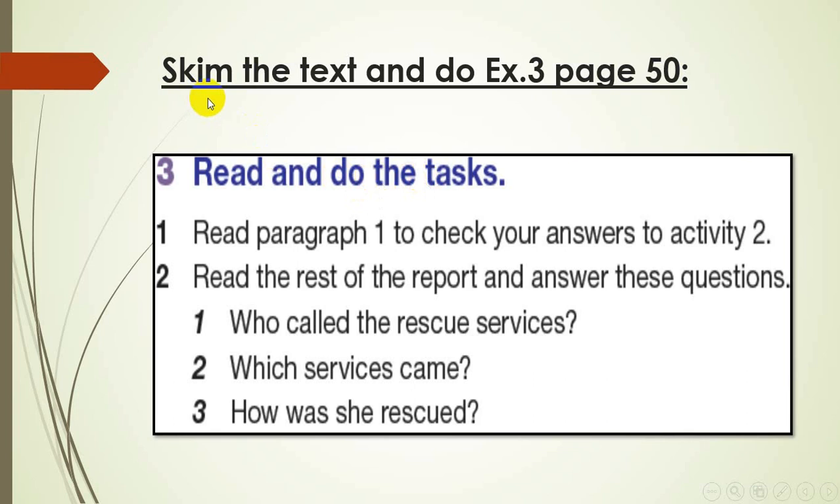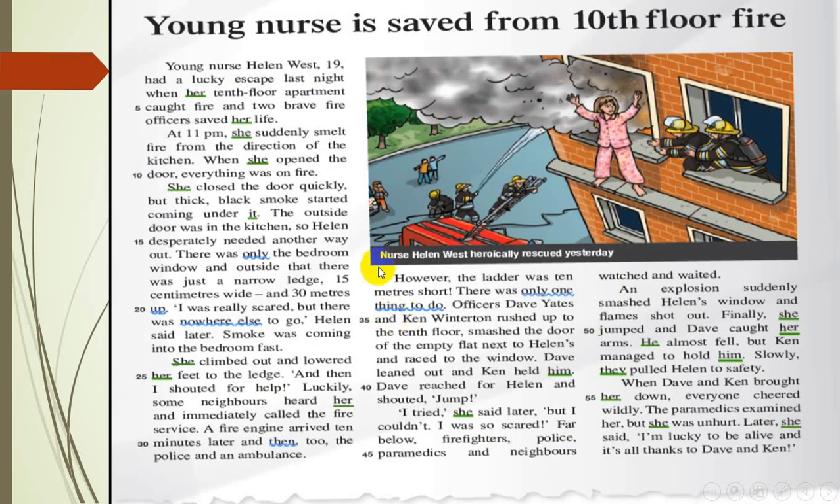Let's now skim the text and do exercise 3, page 50. We are concerned about these three questions. Who called the rescue services? Which services came? How was she rescued? I'm going to read the report for you.